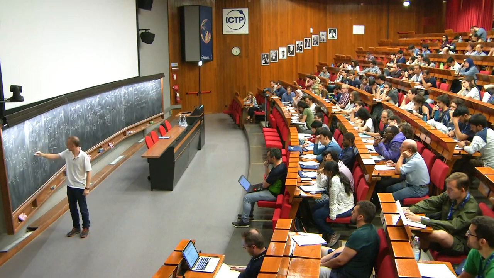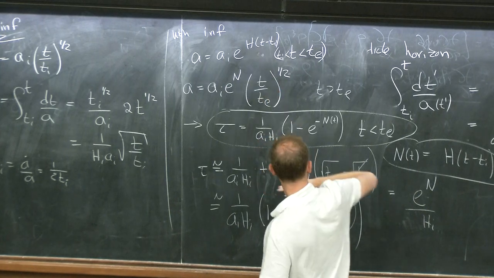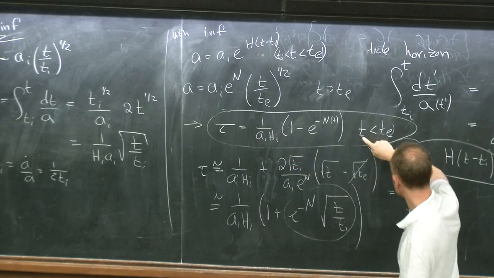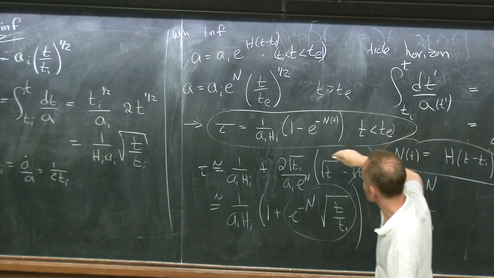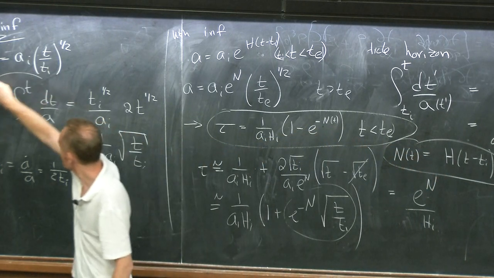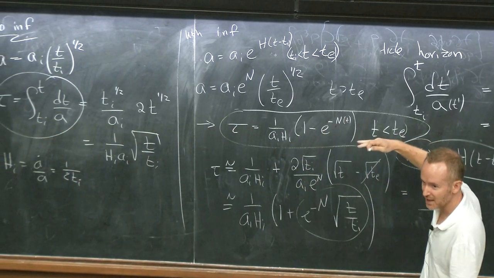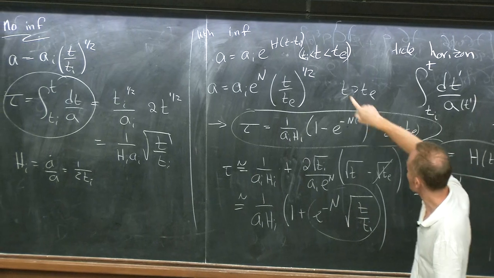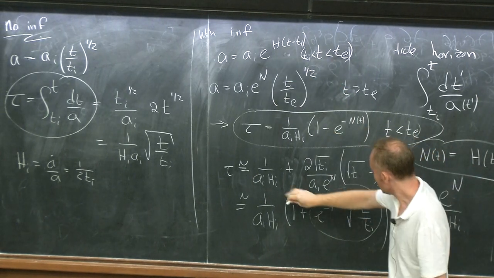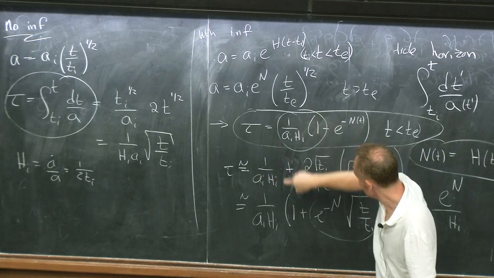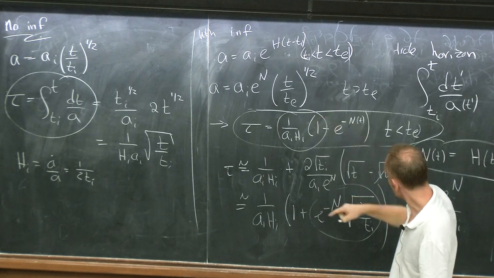So this is just tau. It's the integral of this. So it's tau as long as t is less than te. I'm just performing this integral here. In this line, I've integrated up to a time t, which is less than te, so I'm only integrating that part. And in this line, I get the contribution from here, which is mostly this piece, plus whatever I get from integrating that, which is here.